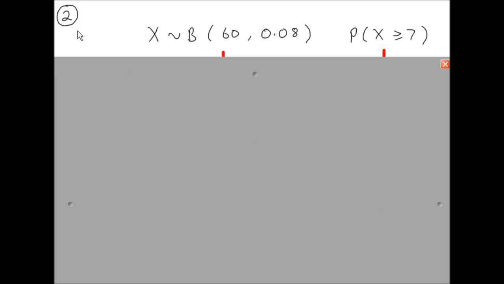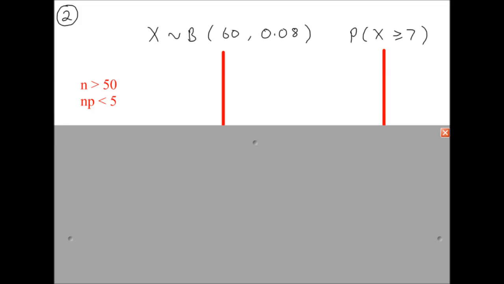Example 2. We have the following binomial distribution, and we're trying to work out the probability that x is at least 7. There are no tables available for these values, and using the binomial formula leads to too many calculations. So let's see if we can apply an approximation instead. Now the following two conditions are both met. n is 60, so this condition is met. n times p is 4.8, that's the mean of the binomial, and that's less than 5, so the second condition is also met.